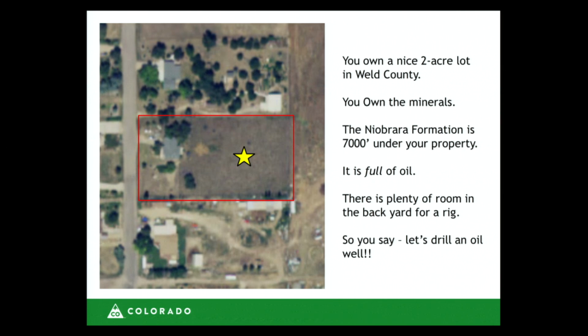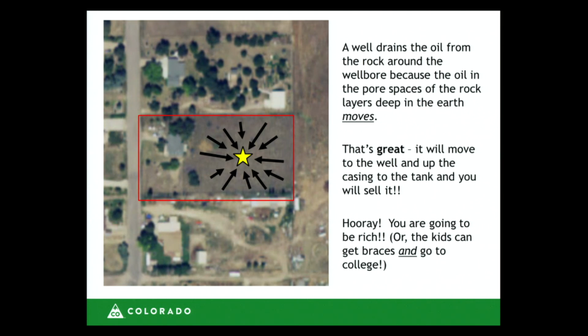So you own a nice 2-acre lot in Weld County, and you own your minerals. And in Weld County, the Niobrara Formation produces a lot of oil. It's about 7,000 feet below the surface. And so on your lot, you look out back and you think, well, I've got plenty of room to put a drilling rig out here. I'm going to drill an oil well and produce my oil.